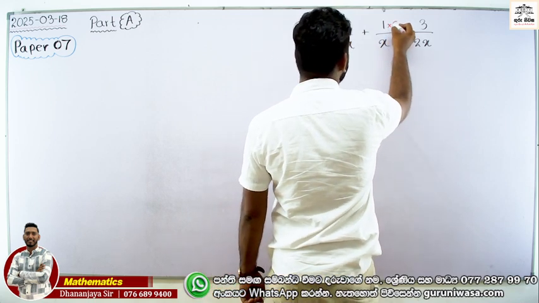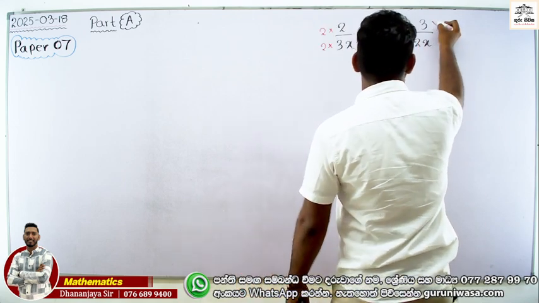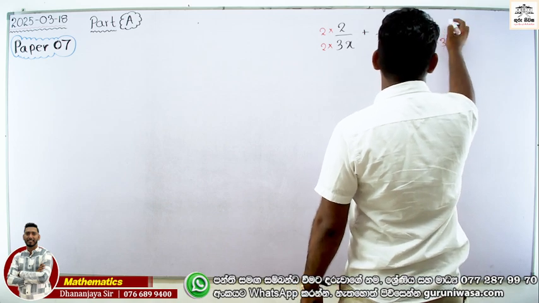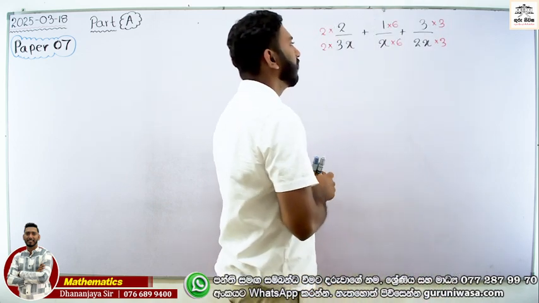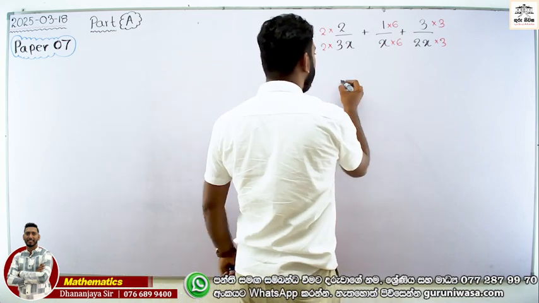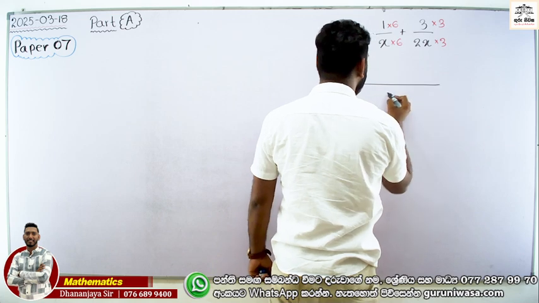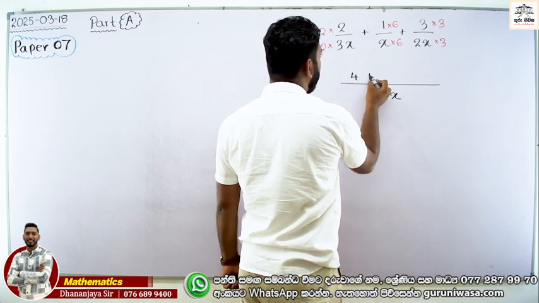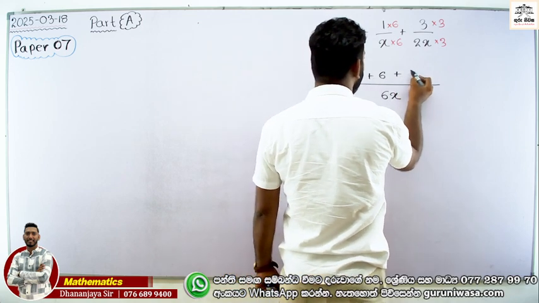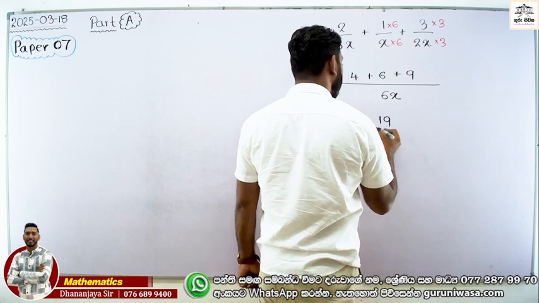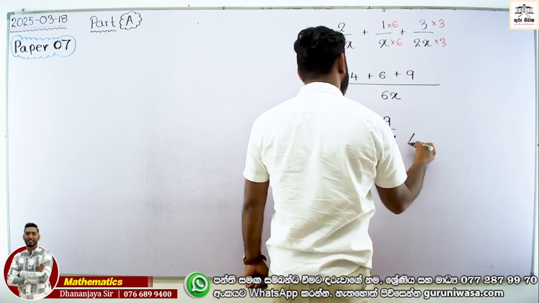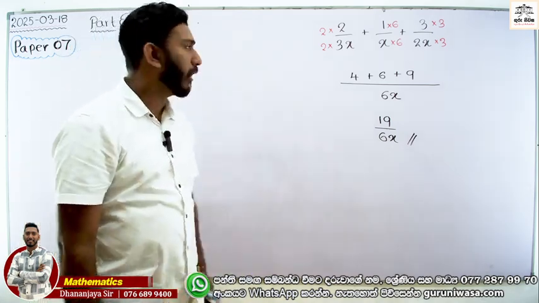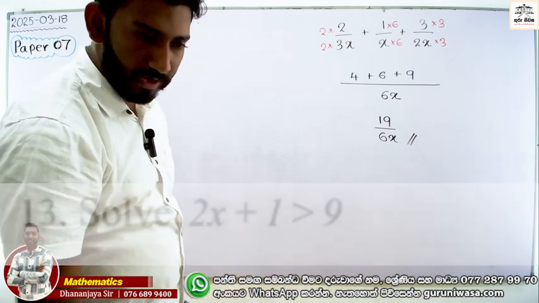Multiply by 6 and multiply by 2. Sorry, multiply by 3. Right? This is the method. Therefore, the common denominator becomes 6x, and the numerator becomes 4 plus 6 plus 9. Then the answer becomes 19 over 6x. Very good. How can you find it?